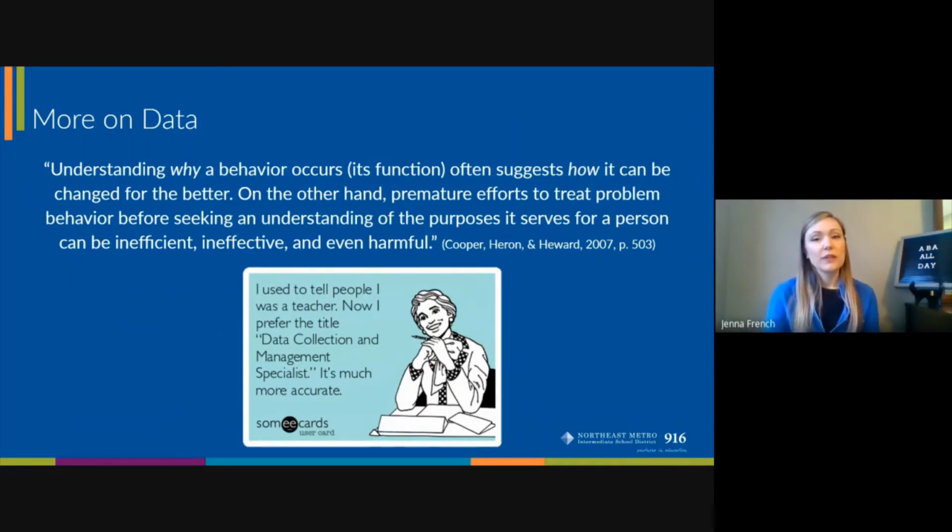So what this quote made me think about was the fact that we might see similar behavior across students, but it might serve different purposes for those students. And so having that data collection piece is going to be essential in helping us make the best decision for those individual students.